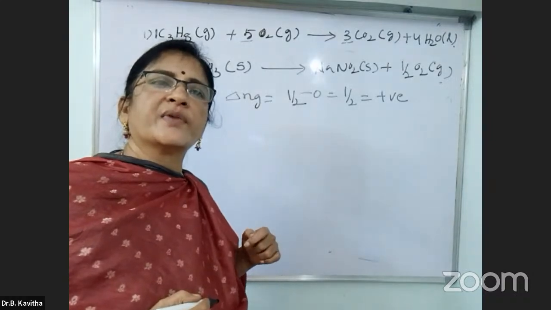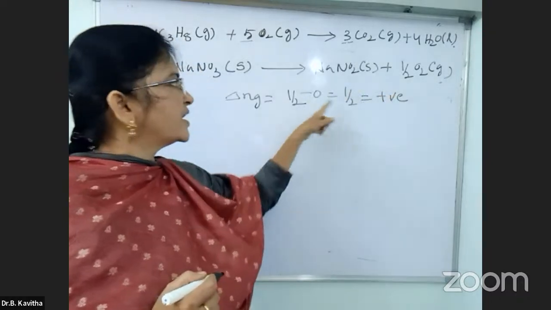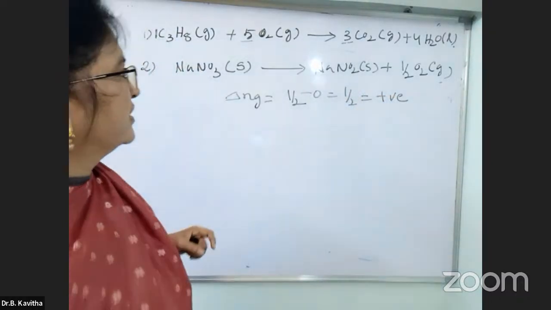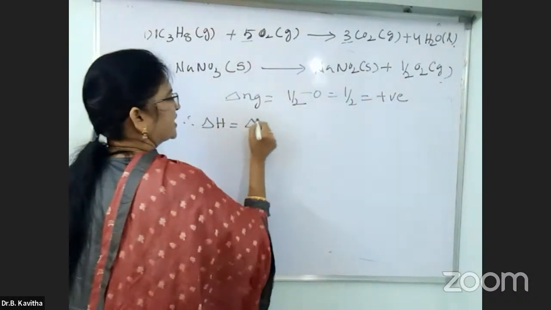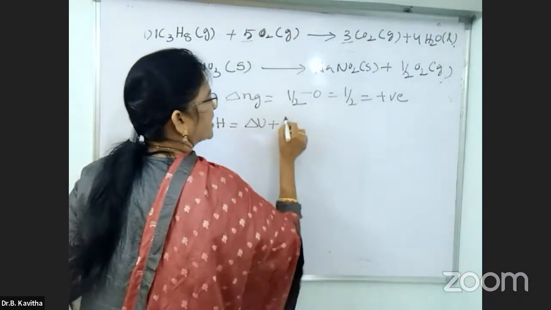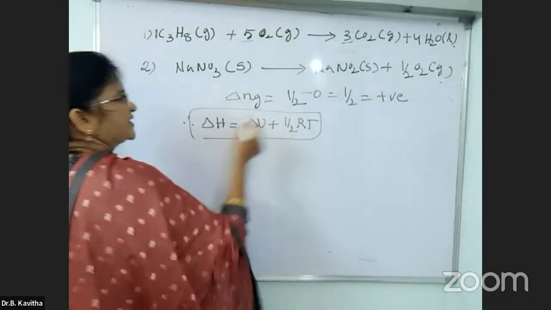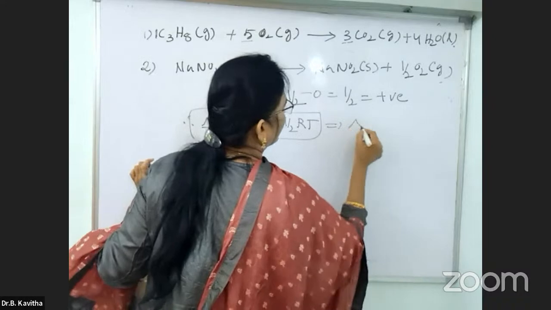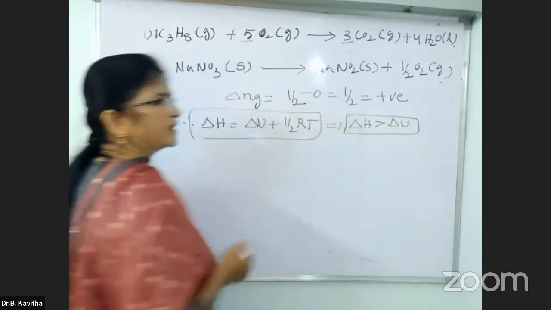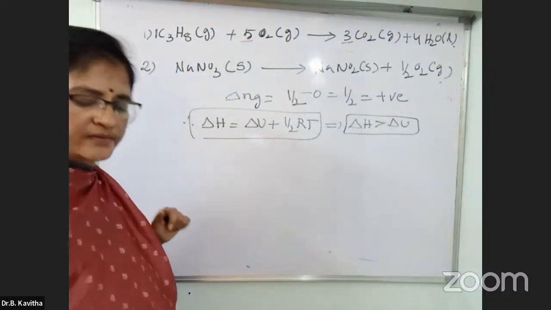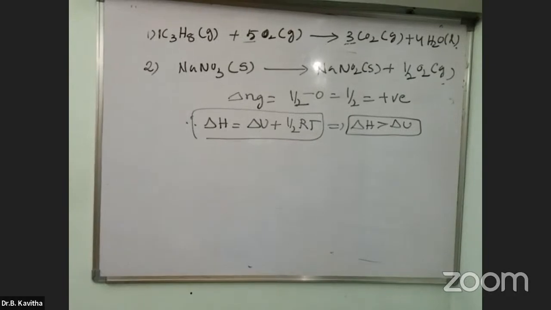Delta Ng is 1/2 minus 0. It is 1/2, positive. Substitute the value, therefore delta H is equal to delta U plus delta Ng RT. How much did delta Ng come? 1/2, that's it. Since positive came, what can you write? Delta H is greater than delta U. Okay, wait a minute more.